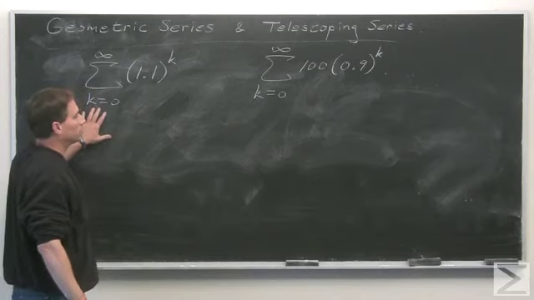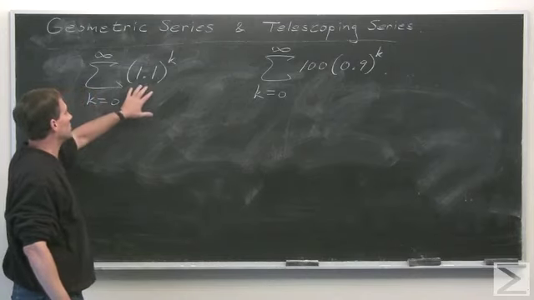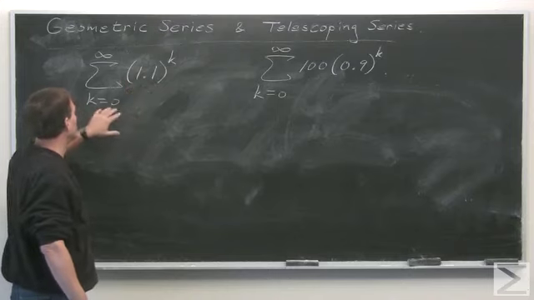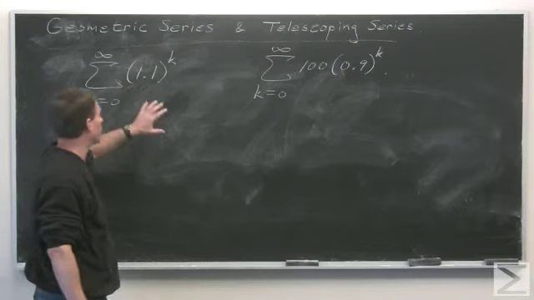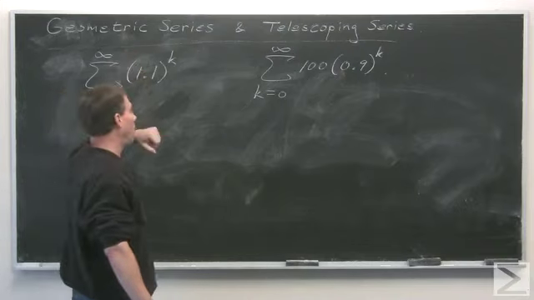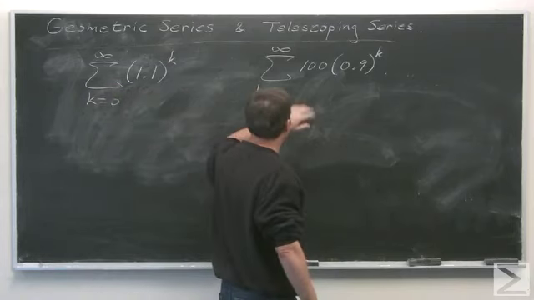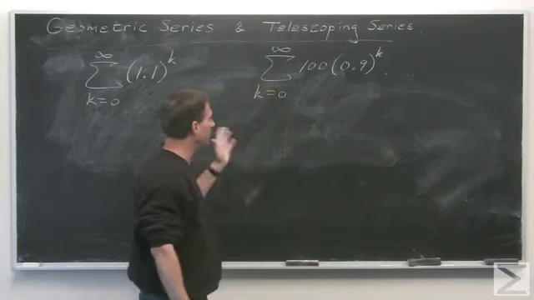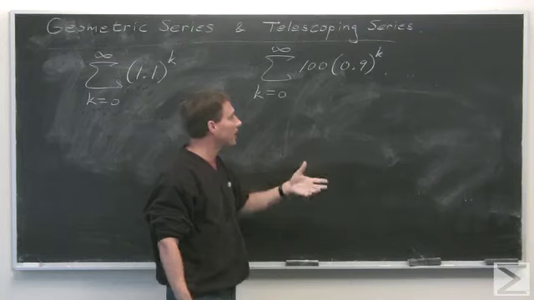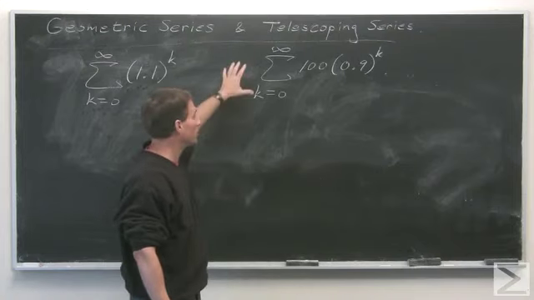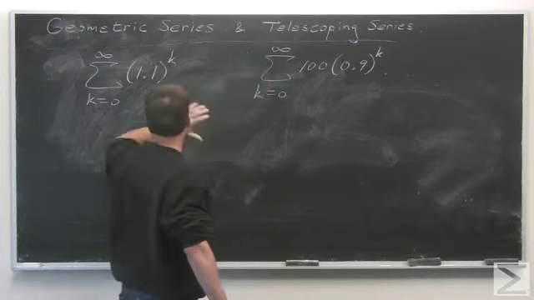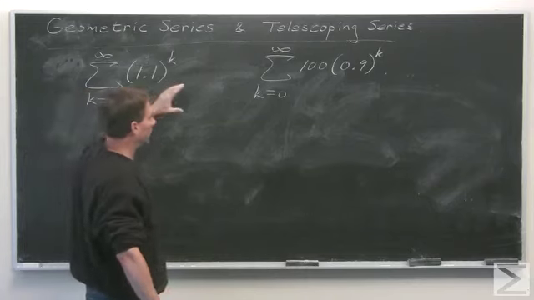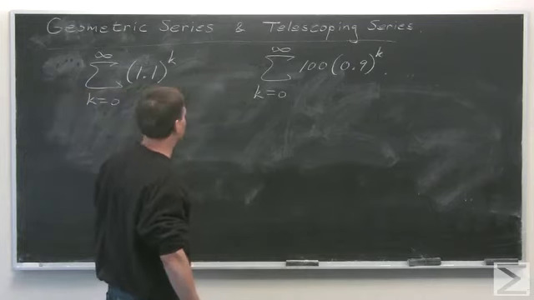This starts out when k is 0, this is 1. When k is 1, it's 1.1. Then when k is 2, it's 1.1 squared. This starts out small. This, on the other hand, when k is 0, starts out at 100. And when k is 1, it's 90. And so this starts out relatively big compared to this. And you might think, oh, okay, well, then this one diverges and this one converges.